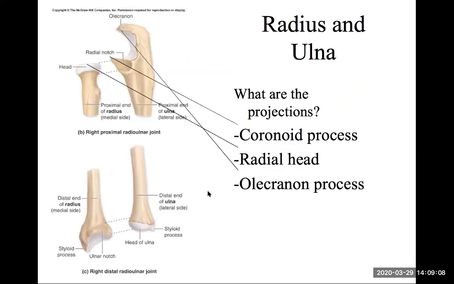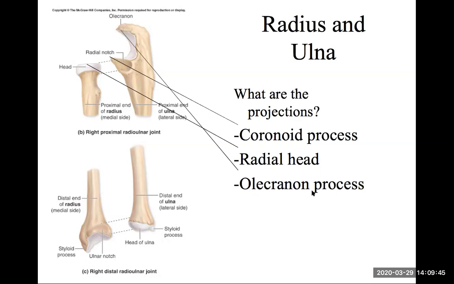Okay, now let's look at the structures that fit into these fossae, what we're calling projections. Okay, so here we are looking at the proximal ends of the radius and the ulna. So for proximal, it's going to be closer to the elbow. This guy here that has this apparent letter U, that's the ulna. It's an easy way to recognize the ulna. And then this nice, round, smooth structure is referred to as the head. This is the radius.